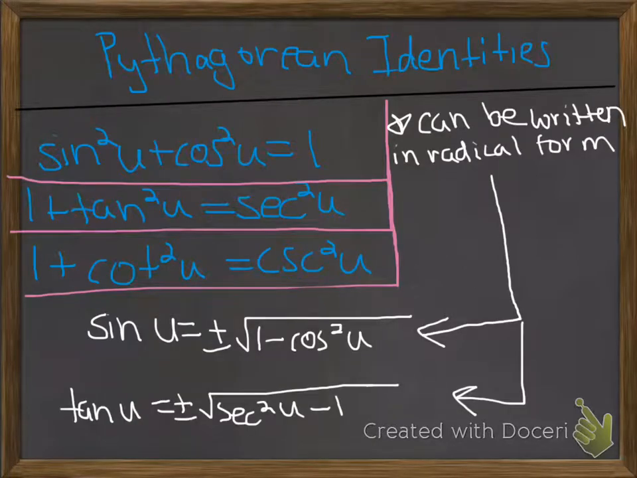So the Pythagorean identities are a little bit more complicated. Unfortunately, these are 3 that you're going to have to memorize. I don't know of an easier way to memorize them, or I haven't thought of an easier way to memorize them. So basically, sine squared u plus cosine squared u equals 1. We can read through these, and one thing to note is that they can be written in radical form. So, this is pretty obvious. You basically just move to the other side and solve. So for this, you just subtract cosine squared, and then you take the radical form of that.